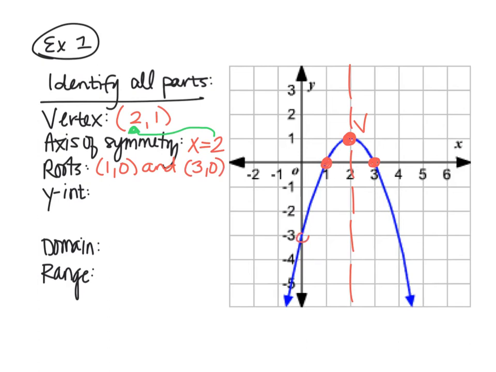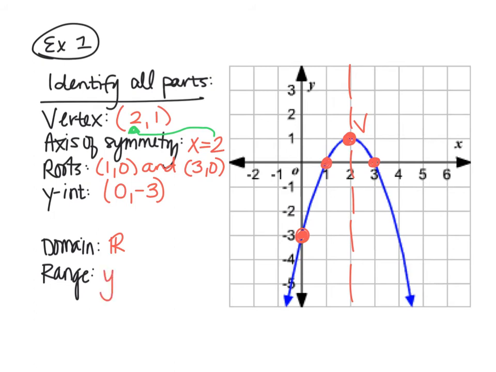Y-intercept, we've got going on down here where it's touching the y-axis. So that's going to be at (0, -3). Remember, we're putting this in the y spot, because it's a y value. Domain, we just talked about, is always all real numbers. And then range, that's our y value, so I know range is going to be y.